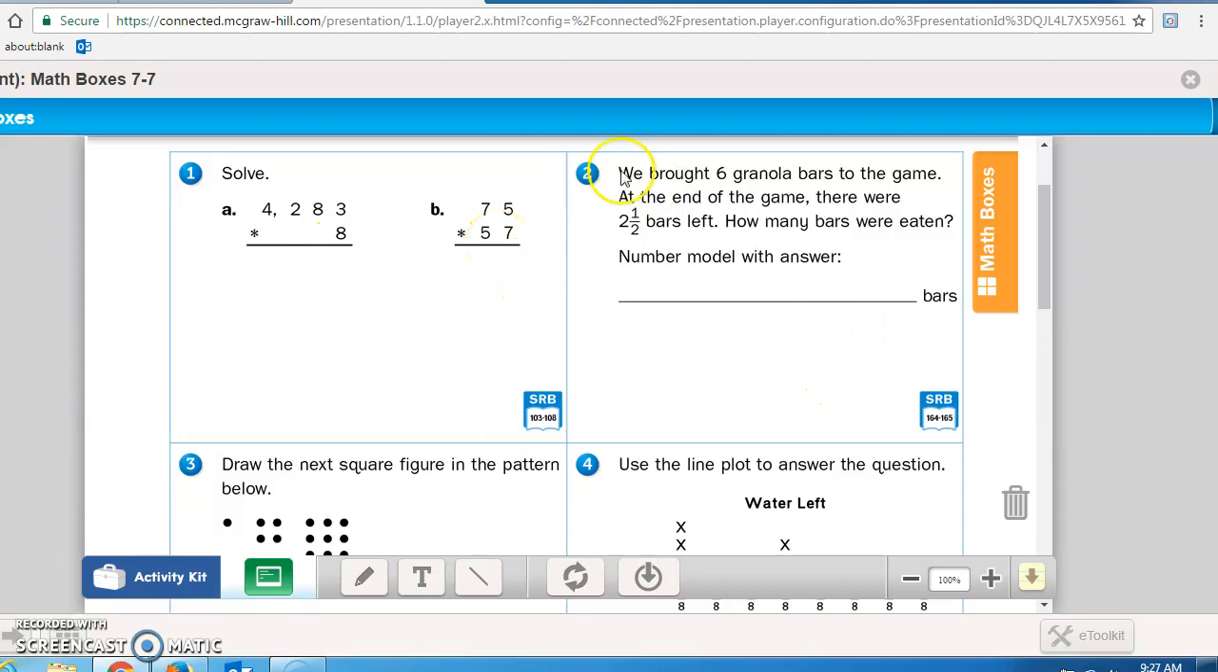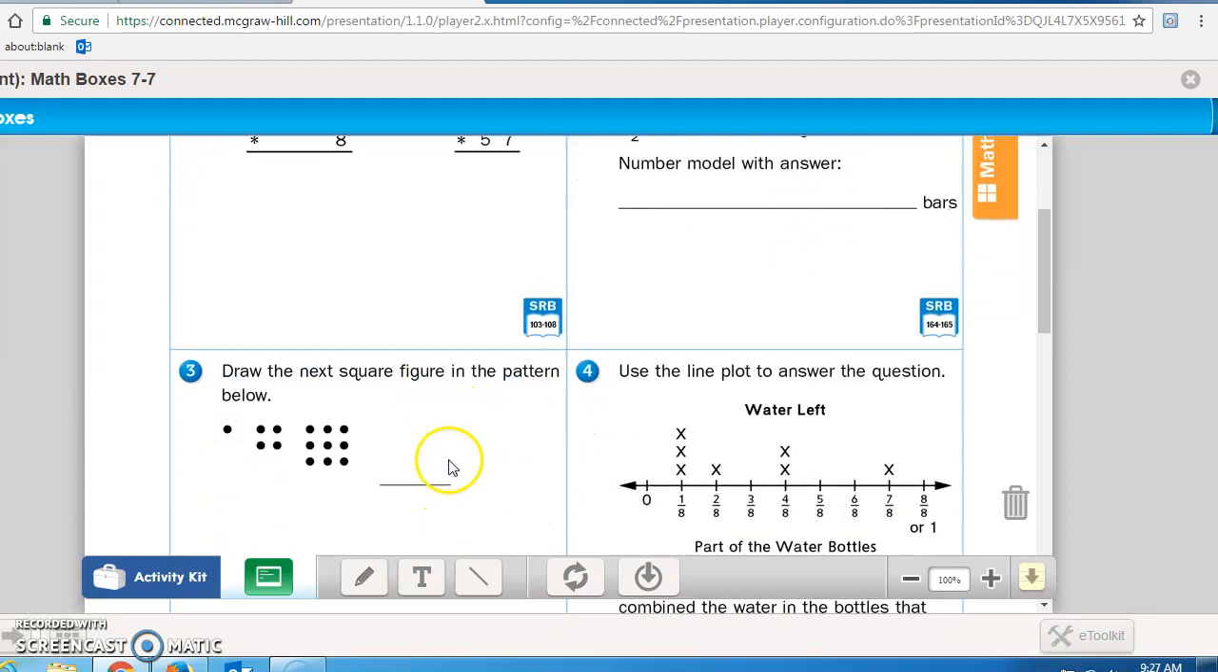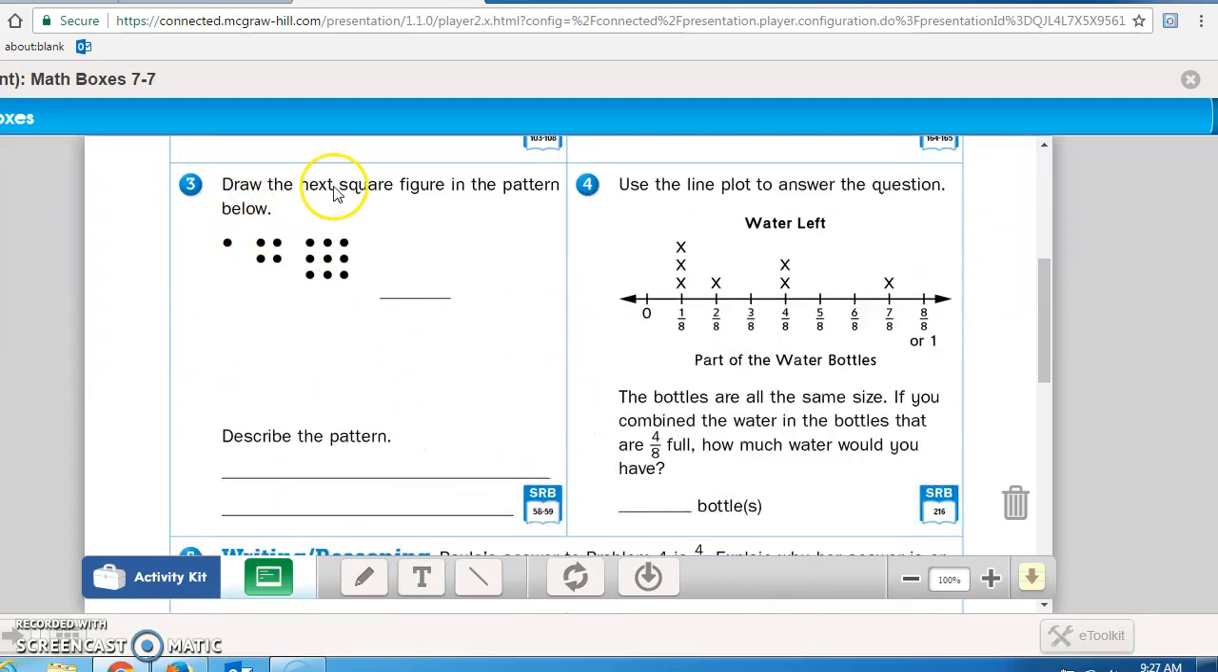Number 2, we brought 6 granola bars to the game. At the end of the game, there were 2.5 bars left. How many bars were eaten? Show your number model with your answer. Math box 3. Draw the next square figure in the pattern below. Describe that pattern.